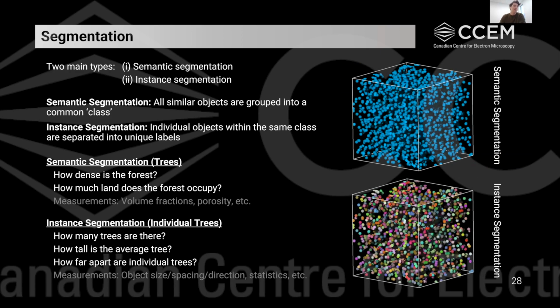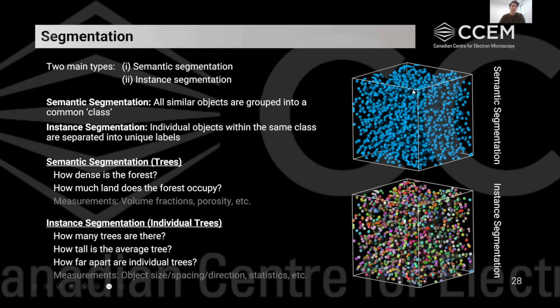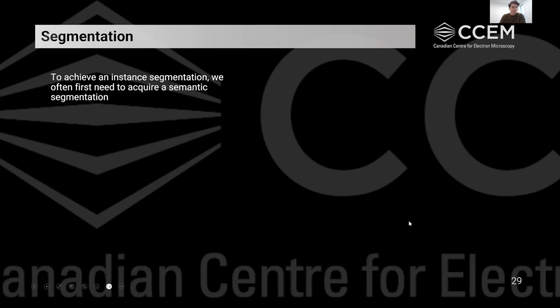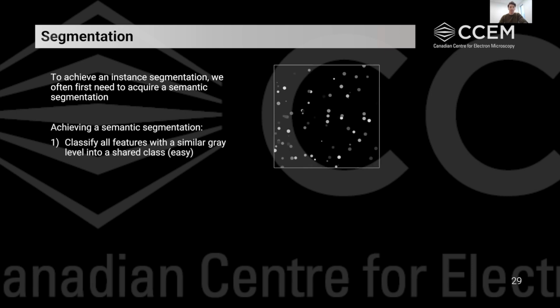These are some examples of what 3D renderings of your data might look like in semantic and instance forms of segmentation. And we have some tricks that are able to get us from semantic to instance. So semantic, everything is grouped into the same class. Instance, each entity in that semantic class is separated into its own unique label. So oftentimes to achieve that instance segmentation, to be able to do statistics, we need to acquire the semantic segmentation first. And there's a few ways that we could do that.